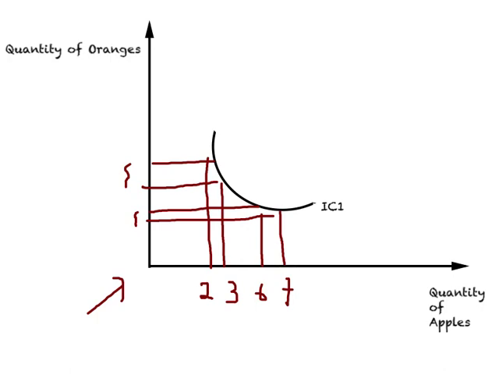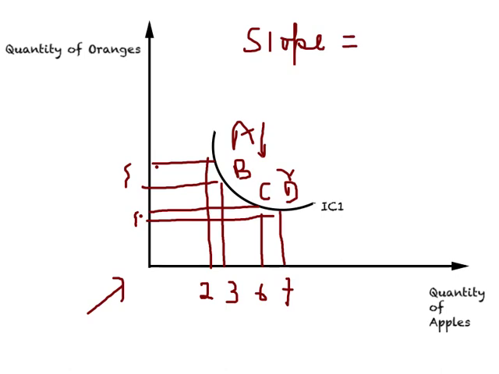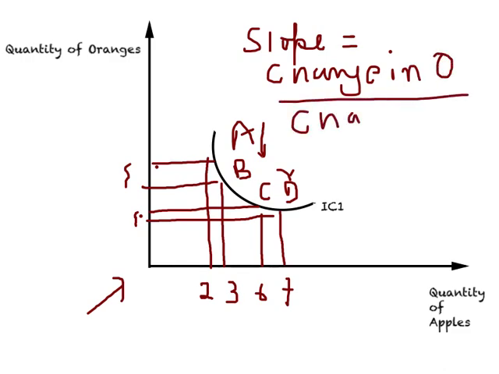what is happening is the following. Suppose this point is A and this is B. So if you want to move from A to B, you are giving up quite a large number of oranges. But if you move from a point like C to D, you're giving up fewer oranges. Or in other words, what will be the slope of the indifference curve? It will simply be change in oranges, I'll just write O, divided by change in apples.